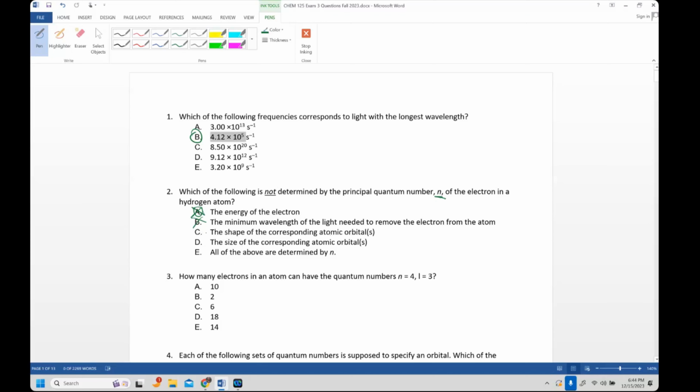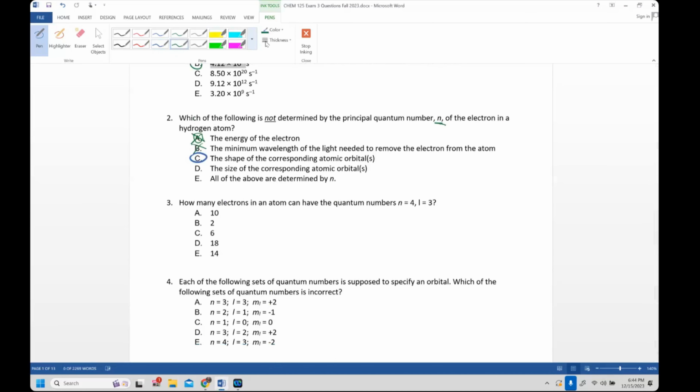I don't think this question was on the exam, but I would say the shape, because probably in D they meant to say the size of the shell. The size of the shell we can determine from n, but the shape of the subshell, or the shape of the orbital, we don't know from n. So that should be the most correct answer. But again, I don't like that question.